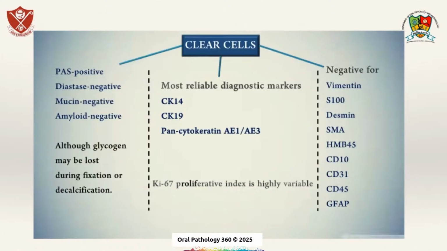So here the clear cells were PAS positive, diastase negative, mucin negative, and amyloid negative. Although glycogen may be lost during deparaffinization or during fixation, the most reliable diagnostic markers were CK14, CK19, and pan-cytokeratin. The Ki67 proliferative index is highly variable. It is negative for vimentin, S100, desmin, SMA, that is smooth muscle actin, HMB45, CD10, CD31, CD45, and GFAP.